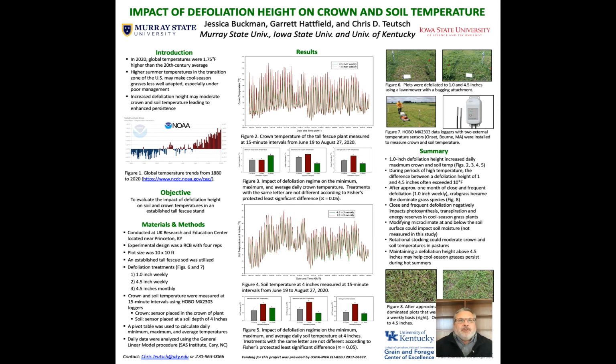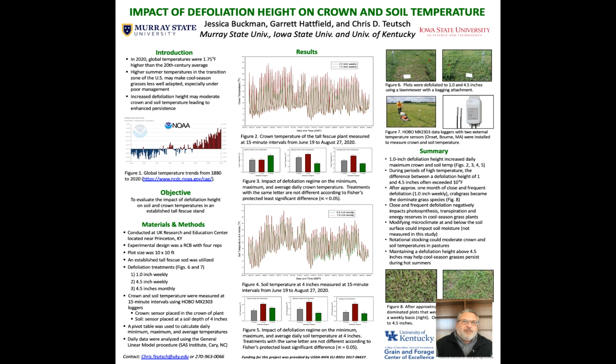The objective of the current study was to look at the impact of defoliation height on both the crown and soil temperature in an established tall fescue stand. We conducted this experiment at the Research and Education Center located in Princeton, Kentucky. Our experimental design was a randomized complete block with 4 replications. Our plot size was 10 by 10 feet, and we used an established tall fescue stand for this particular study.